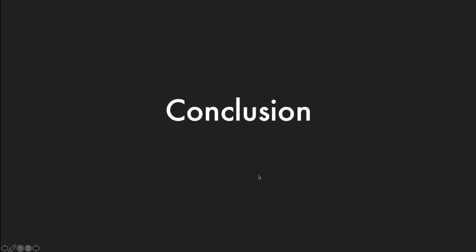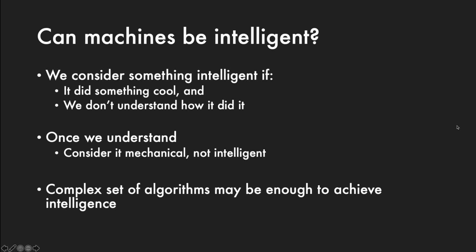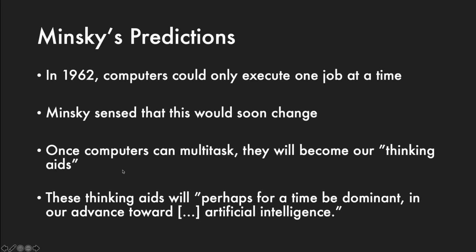So, on to some closing thoughts here. Minsky asks, can machines be intelligent? He says, we consider something intelligent if it did something cool and we don't understand how it did it. So he's kind of saying once we understand, we start to view it as mechanical and not intelligent. However, Minsky views this as kind of an irrelevant philosophical question. So he says a complex set of algorithms might be enough to achieve intelligence.